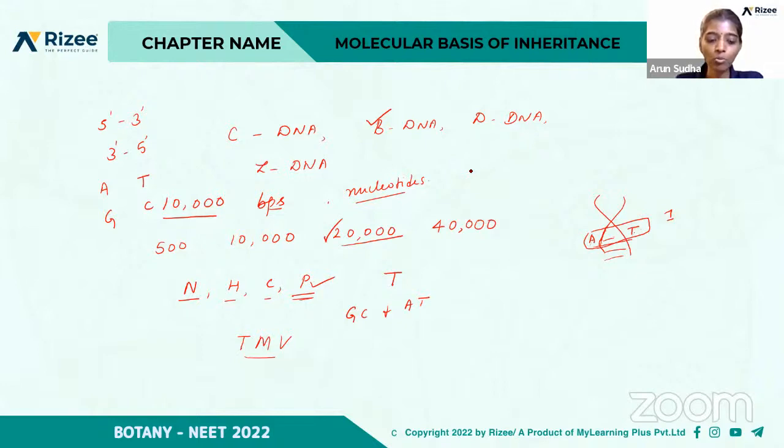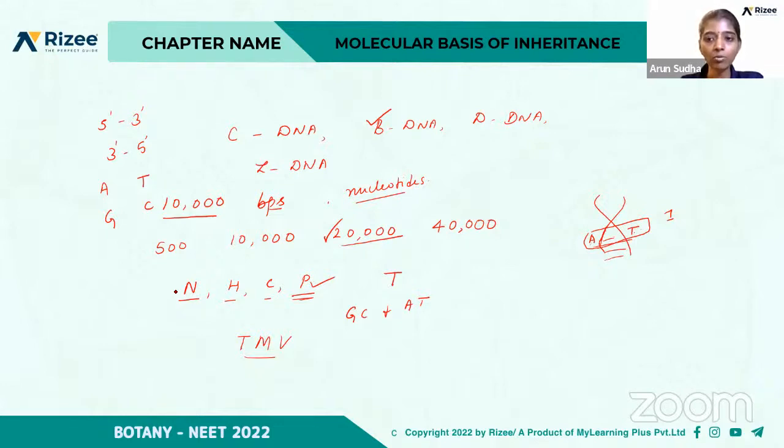Chargaff's rule is given as: purine is not equal to pyrimidine; A plus G is equal to T plus C, or A plus U is equal to G plus C; and A plus G by G plus C is a constant. So which is given by Chargaff's rule?